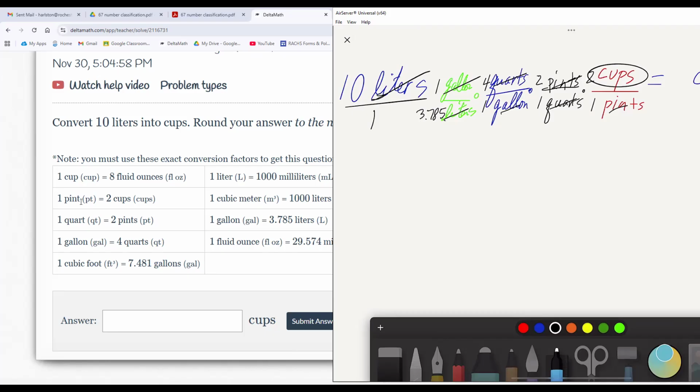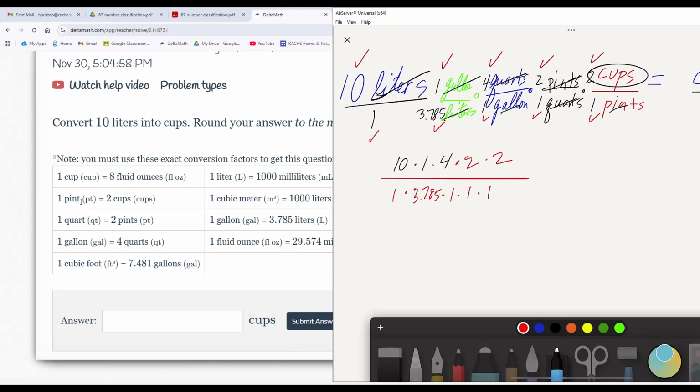The units have already been simplified, so I know it's going to be cups. But now what I need to do is multiply all of these numbers. So it's going to be 10 times 1 times 4 times 2 times another 2. That's in the numerator. In the denominator, we're going to have 1 times 3.785. And then we're going to have 1 gallon, so that's 1. And then another 1 quart. And then another 1 pint.